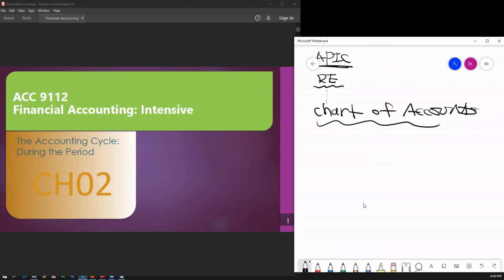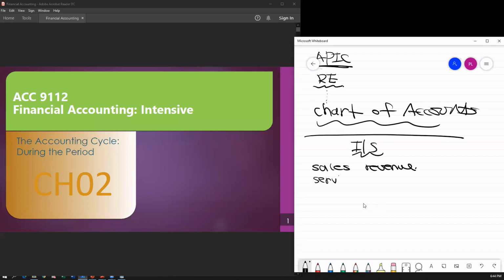What about income statement items? Let's briefly talk about some income statement items. So we have sales revenue. Whenever a company makes sales, let's say Apple is selling iPhones, you're going to report sales revenue. There are other types of revenue, like service revenue. So if you are like a janitor or you mow lawns, you're providing a service for a customer. Instead of reporting sales revenue, you are going to record it under service revenue.